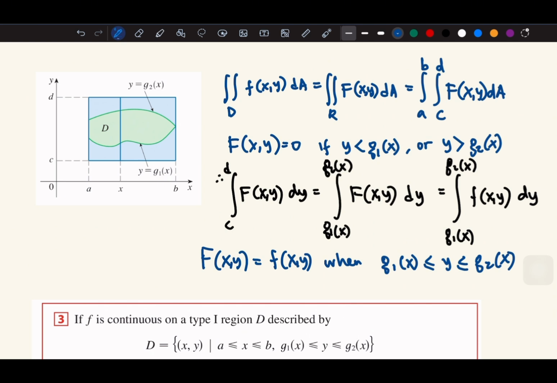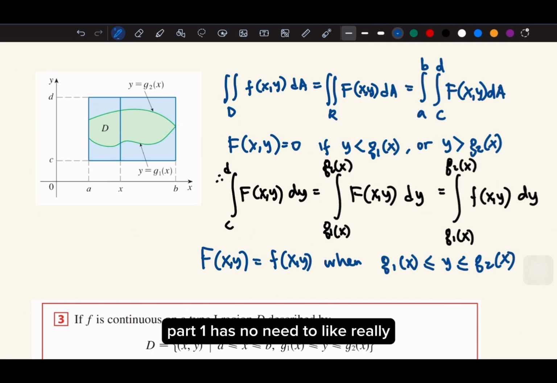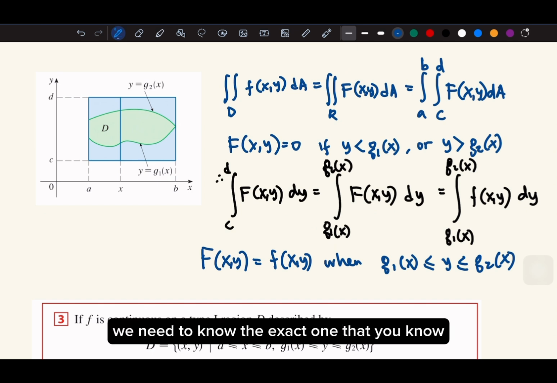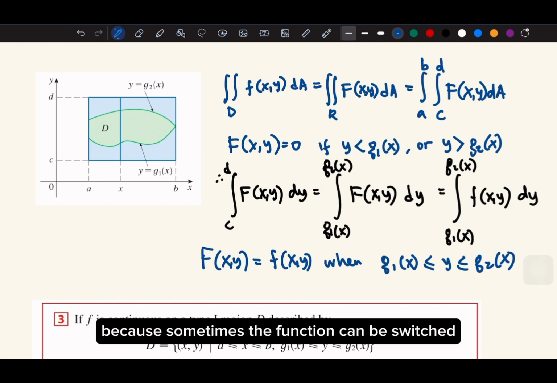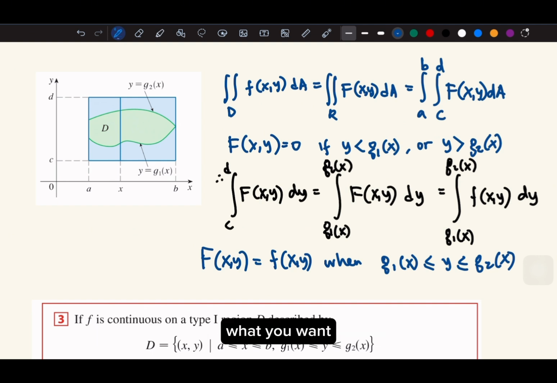Personally, for me, it's not important. Type 1, type 2, there is no need to really emphasize that we need to know the type. You can think freely, as long as you know which one is the function. Because sometimes the function can be switched. For example, you have y equals something in x, but you can rewrite it as x equals something in y. Sometimes there are functions that we can switch easily.